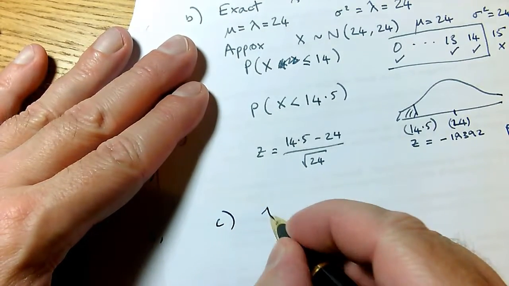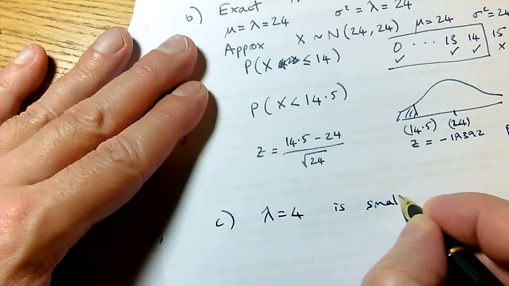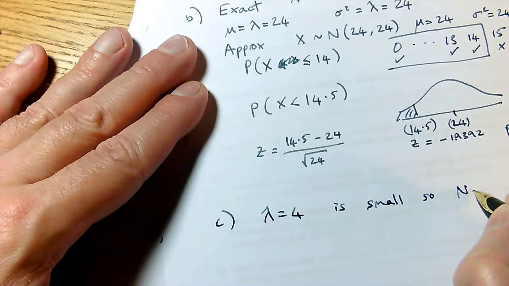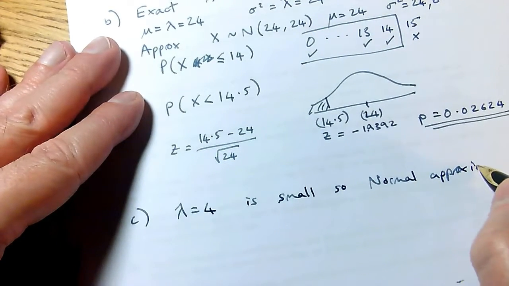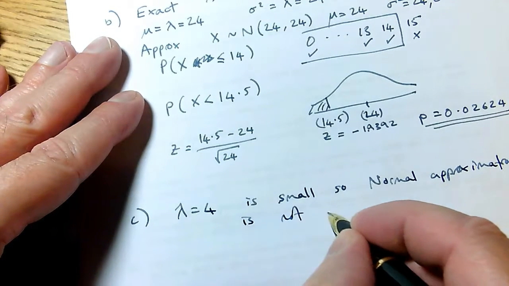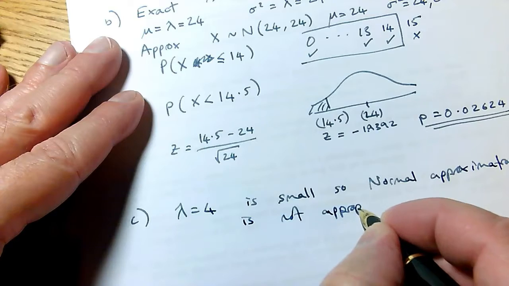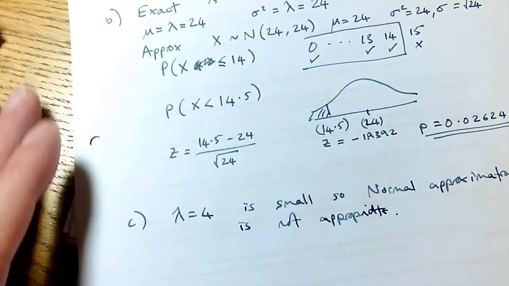So part C: lambda equals 4 is small, so the normal approximation is not appropriate. Okay, and that finishes this topic.